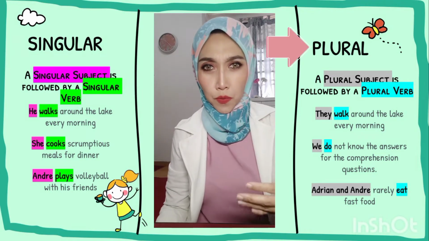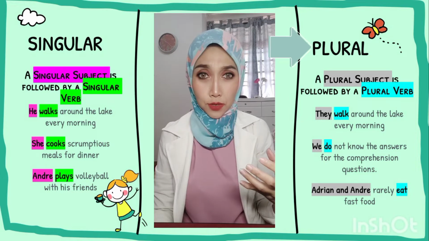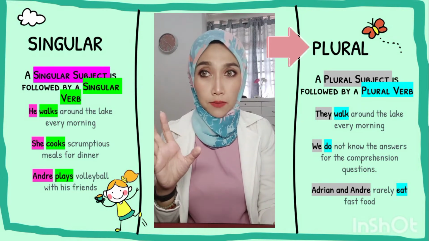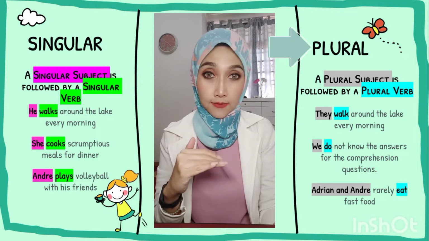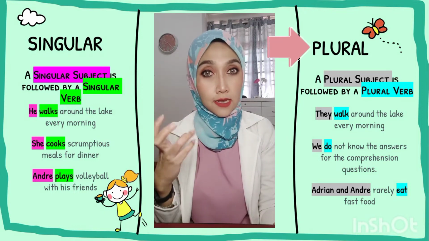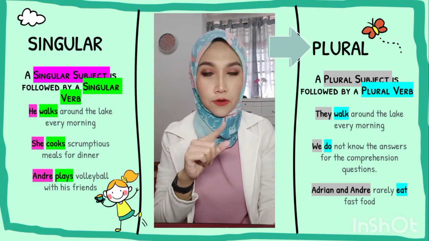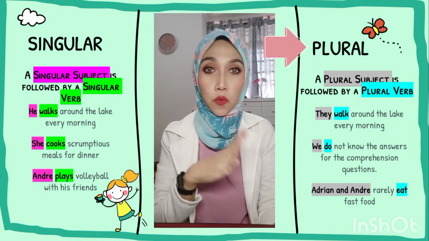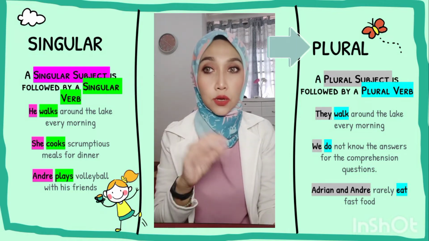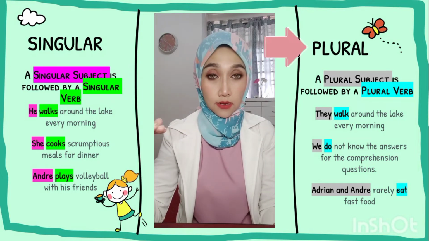I always give this tip to my students. You want to remember that a singular verb should have S. You just remember single, single, single start with the letter S. Single S. So the verb has S. Walks. He walks. She cooks. Andre plays. Here all the subjects are singular.